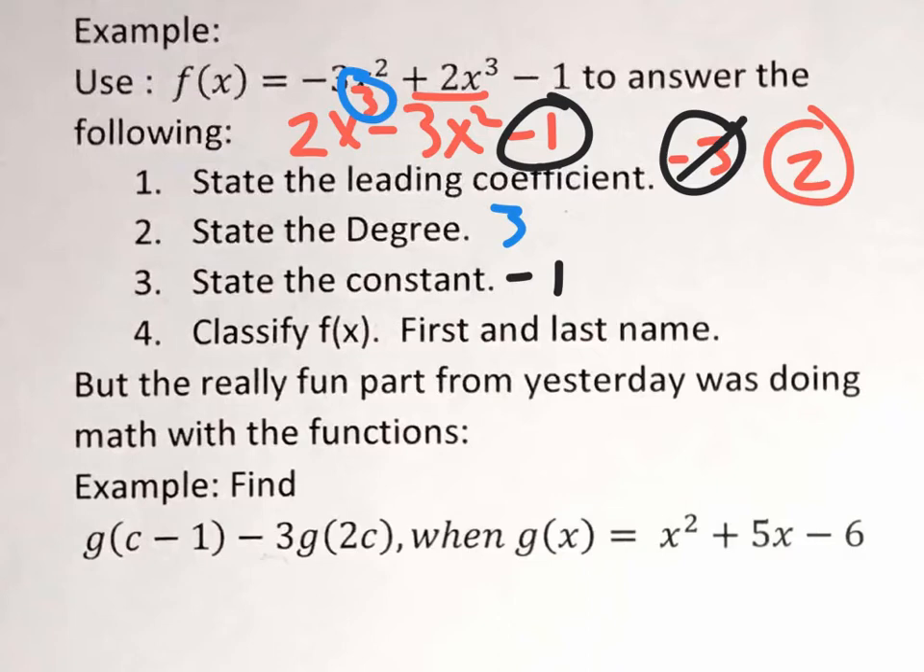Number 4, classify f of x first and last name. Well, the first name is based on the degree, the highest exponent, which is 3. So what's the first name? Cubic. And how many terms are there? There's 1, 2, 3, so that's trinomial. Cubic trinomial. Okay? So that would be the classification of it.